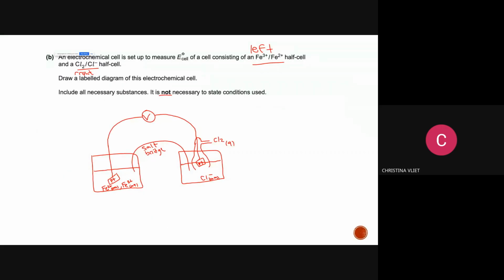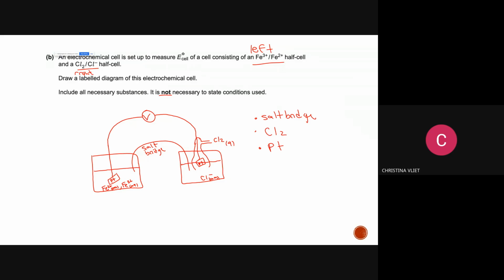Okay. So where are the marks? Where does Cambridge award marks in this question? 1 mark for any 3, and these are the 9 things they wanted you to have. Do you have a salt bridge? Do you have Cl2? And do you have platinum as your electrode?